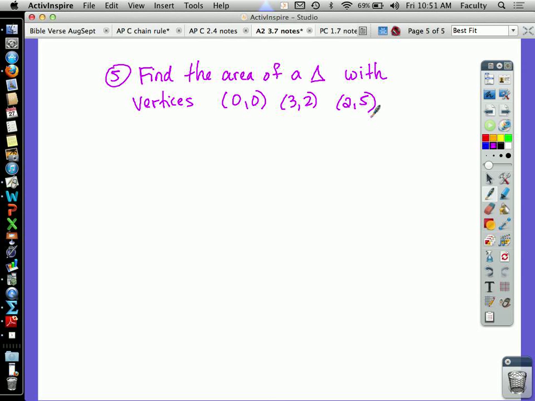Okay. So try this extra practice problem, please. Find the area of a triangle with these vertices: 0, 0; 3, 2; 2, 5.